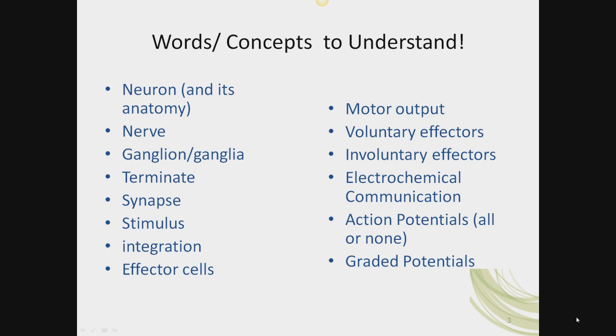Voluntary effectors include skeletal muscle. Those are the ones you have conscious control over. Involuntary effectors would include glands like your pancreas. You don't have control over that. Smooth muscle, like the muscle that lines the blood vessels, cardiac muscle, and adipose tissue.